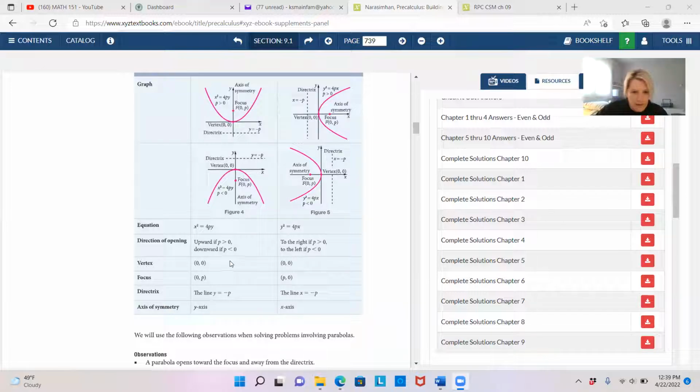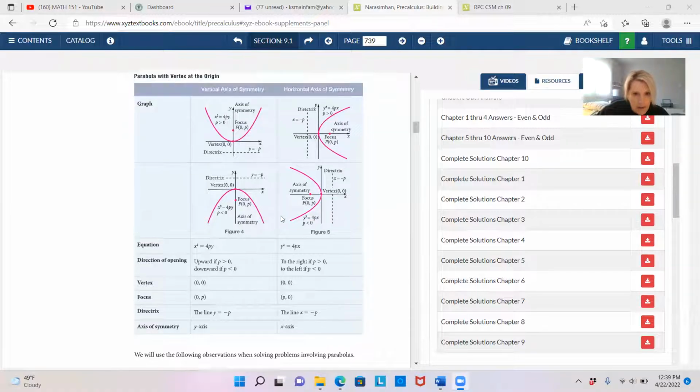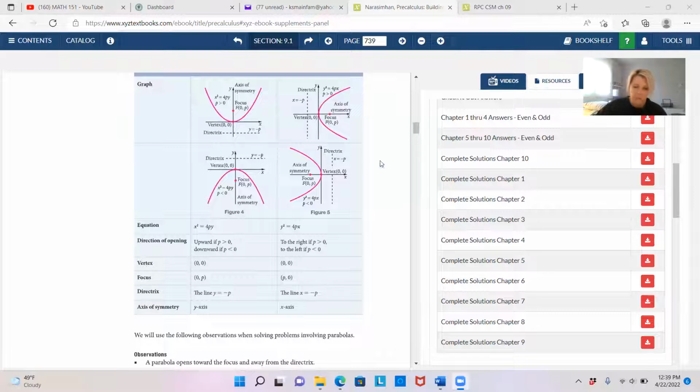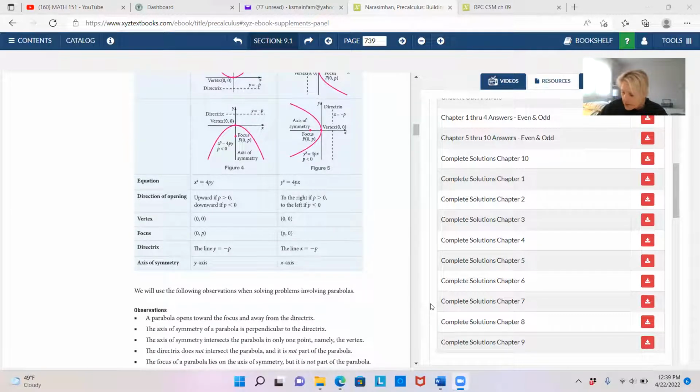This is assuming that our vertex is at (0, 0), and the focus is at (0, p). And so that means p is the distance from the vertex of the parabola up to the focus, and also the distance of the vertex of the parabola down to the directrix. That's that distance p. And then the directrix is at the line y equals negative p, or the line x equals negative p, depending on which way your parabola is facing. So let's look at a few problems just with this basic one where the vertex is at (0, 0).